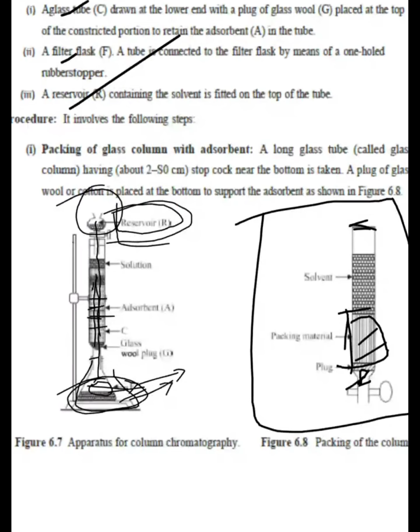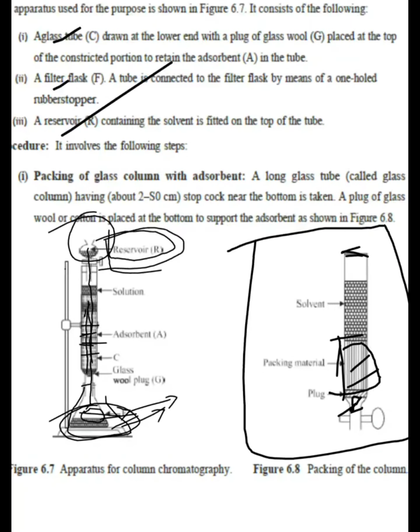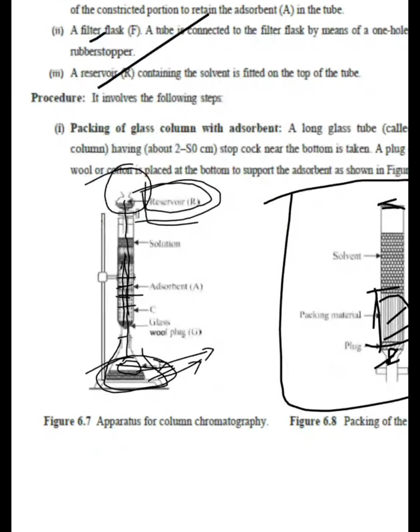In the wet packing, we are going to use some solvents and dissolve the adsorbent like silica gel, alumina. By using the solvent you are going to pour, and that is going to settle down here. That is known as wet packing. Dry packing means directly we are going to use silica gel or anything in the column. So that is known as dry packing.